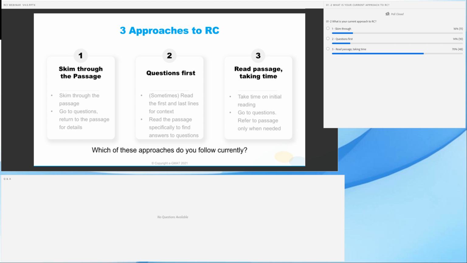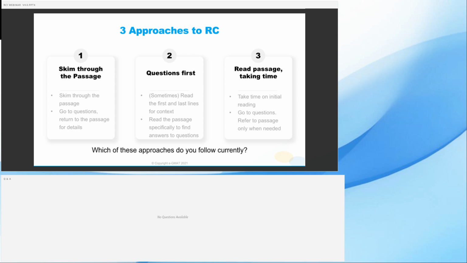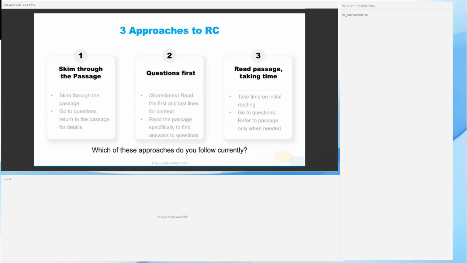So about 70% of you take option number 3, where you spend time reading the passage and then go to questions. For the remaining group, about 30%, half and half, either skim through the passage or go through questions first. My goal today would be to make sure that those of you who use approach number 3, I tell you how to extract at least 2x from the passage, which is our recommended approach as well. So you're following the right approach. I want to make sure you get much better at it so that you get to that 90th percentile ability.